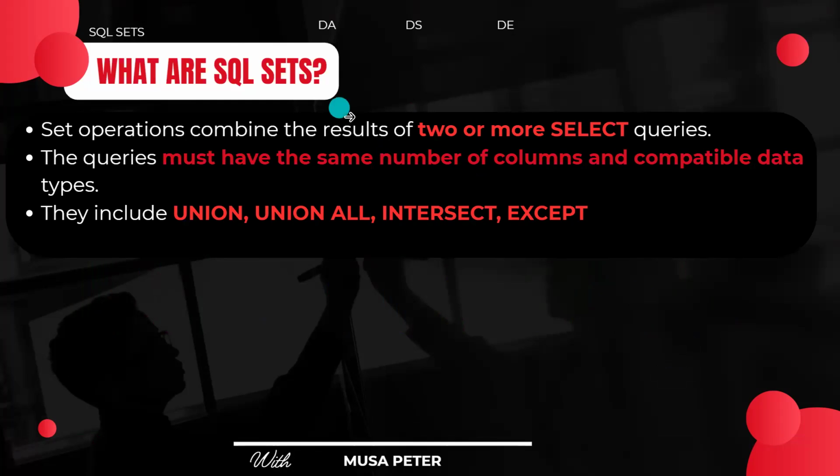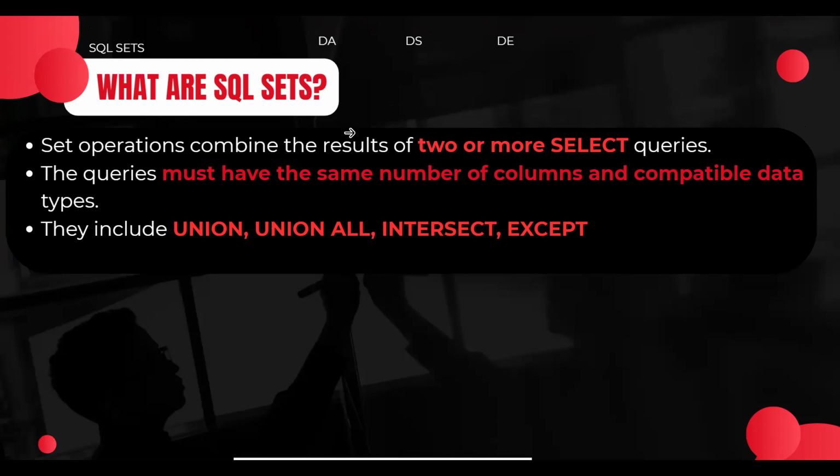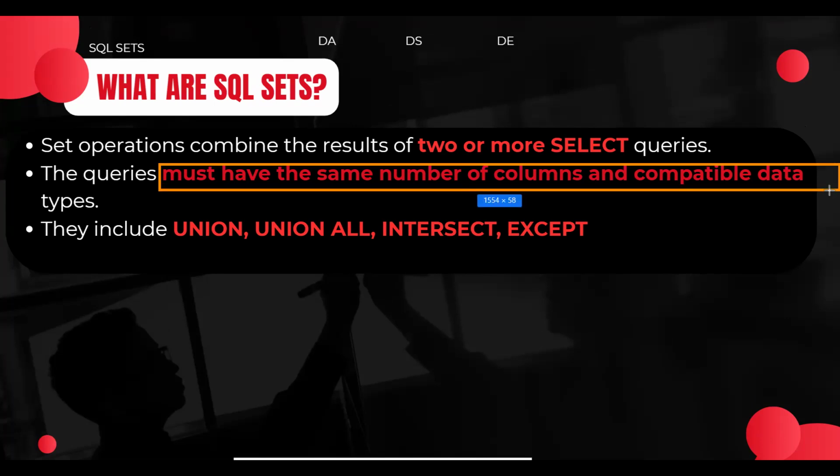In most cases, this is usually the condition: for you to be able to combine tables, or even combine results from two tables, the tables must have the same number of columns, and the data types within those tables must be compatible. So that is a condition. And I'll give an example.